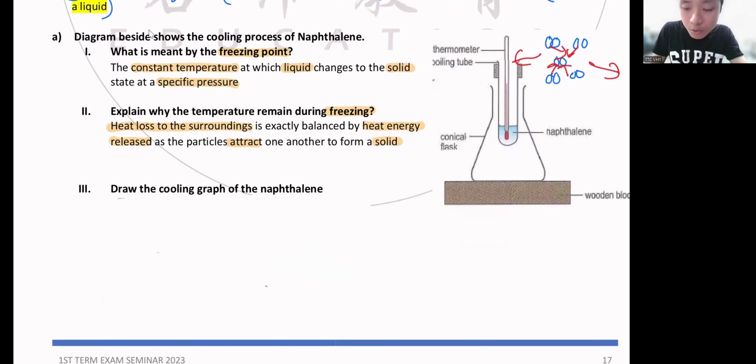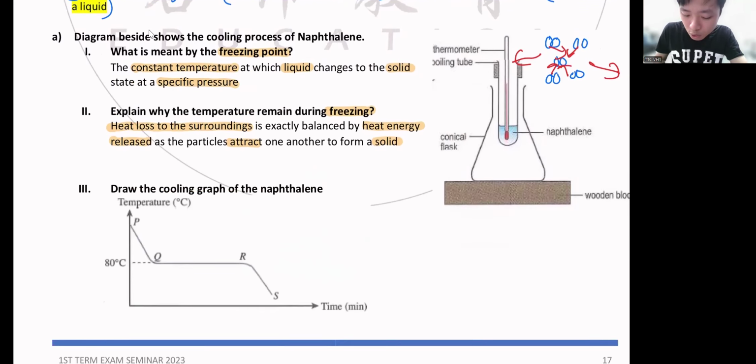Then the cooling graph, I can try to draw first also. Cooling means going down, temperature going down. But of course, again, there is a specific time where the temperature is constant. So liquid changes to solid. The freezing point equals the melting point. If the melting point is 80 for naphthalene, for freezing also 80.